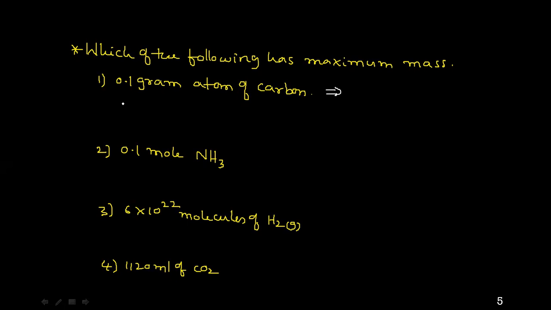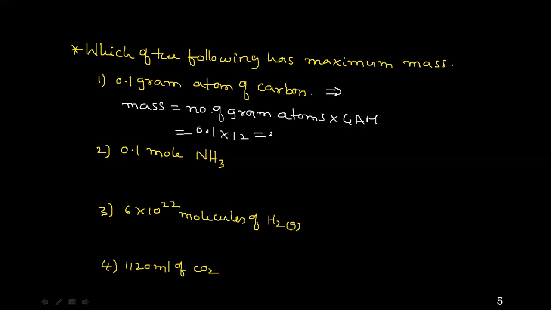So mass is equal to number of gram atoms into gram atomic mass. What is the number of gram atoms given? 0.1. What is the atomic mass of carbon? That is 12. That is 1.2 grams.